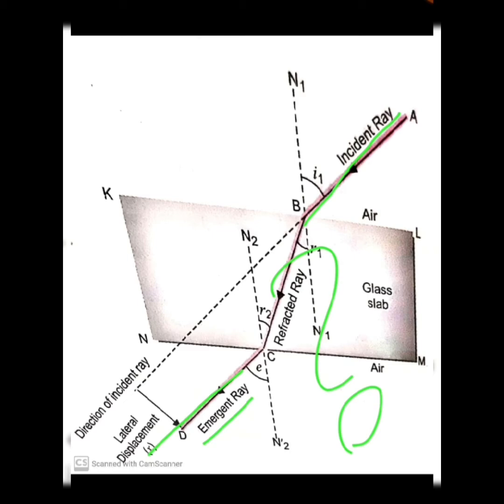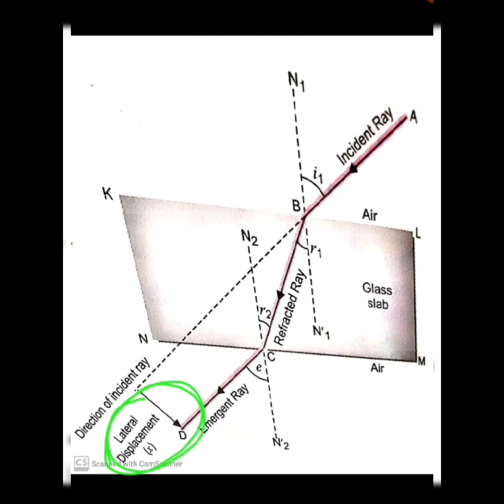But before that, see here, lateral displacement. So what is lateral displacement? As you can see in the figure, the perpendicular distance between the incident ray and the emergent ray is known as lateral displacement. Or you can say the perpendicular distance between the original path of the incident ray and the emergent ray coming out of the glass is called the lateral displacement of the emergent ray of light.